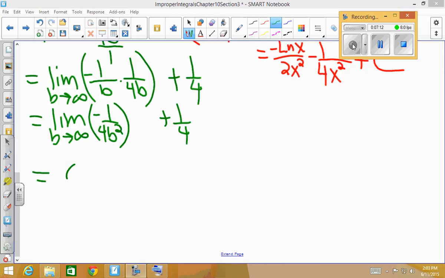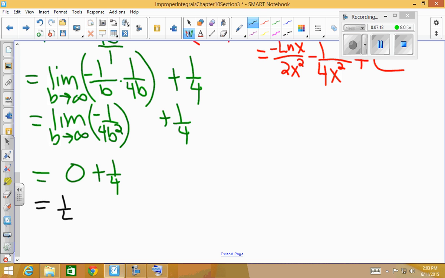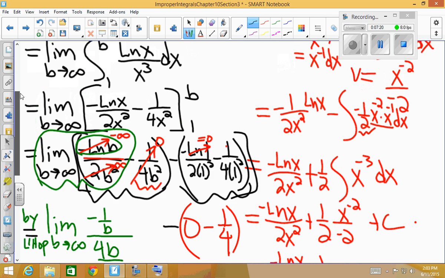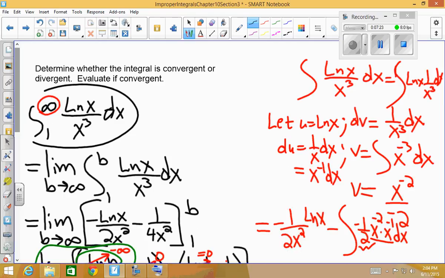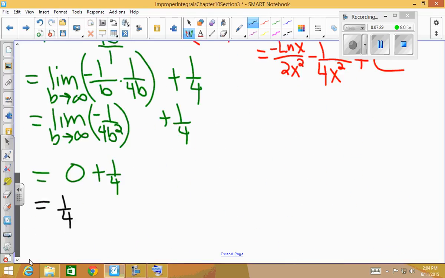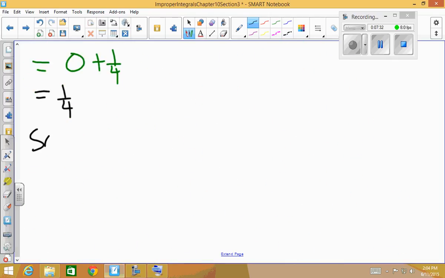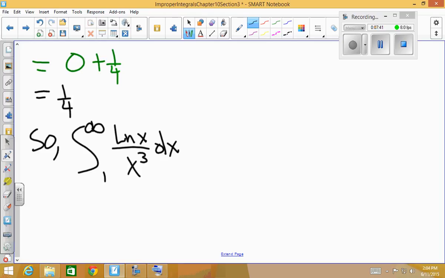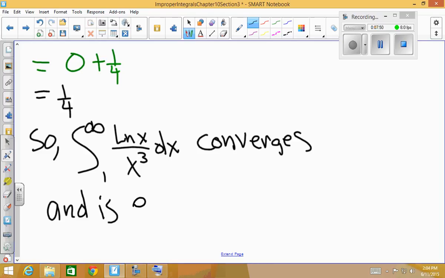So in the end, we have 0 plus 1/4, which is 1/4. This tells us that our original integral from 1 to infinity of natural log of x divided by x cubed dx converges. Let's write the conclusion. So the integral from 1 to infinity of natural log of x divided by x cubed dx converges, and is equal to 1/4.